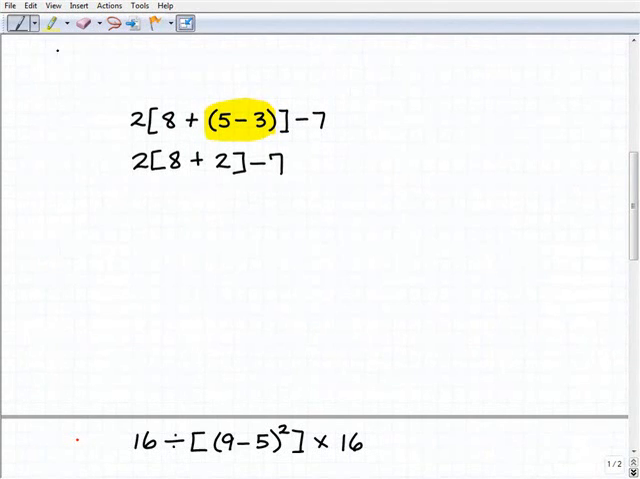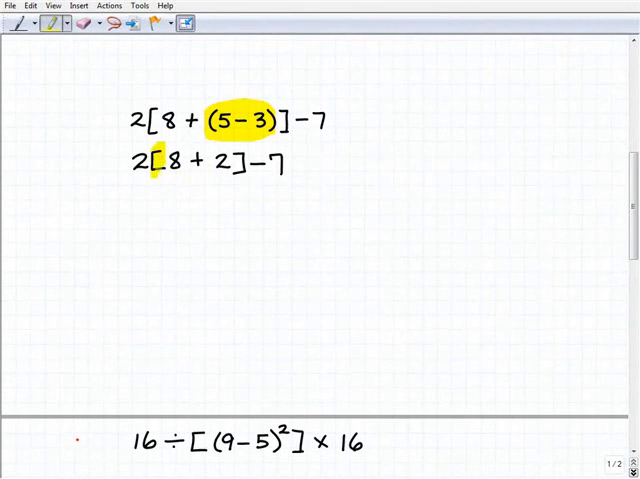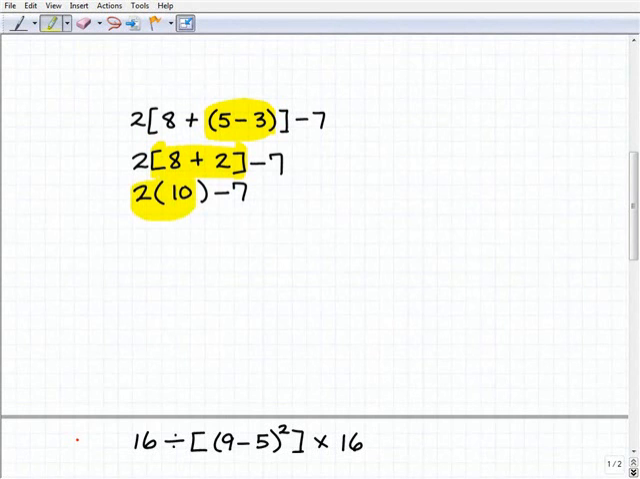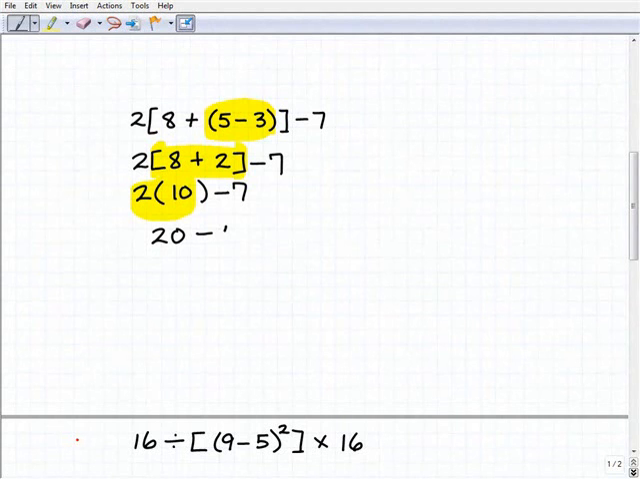Now I'm looking for any more grouping symbols or parentheses, and I have them. These brackets are the same as parentheses. They mean the same thing in mathematics. So I'm going to work on what's inside of those brackets, and I have 2 times 10, 8 plus 2 is 10, minus 7. So right here, this is multiplication, and then of course I have subtraction. And we know, according to PEMDAS, that multiplication comes first. So now I have 20 minus 7, and of course that is 13.